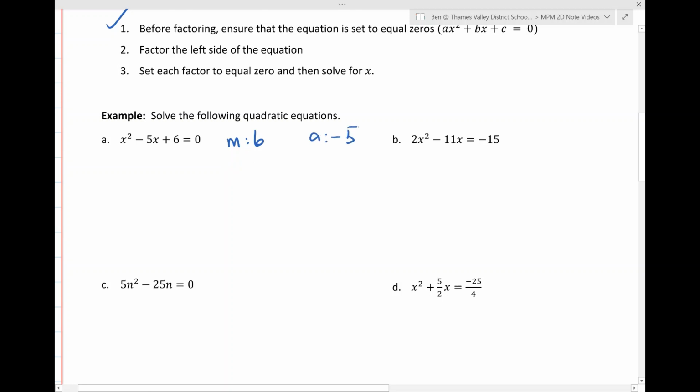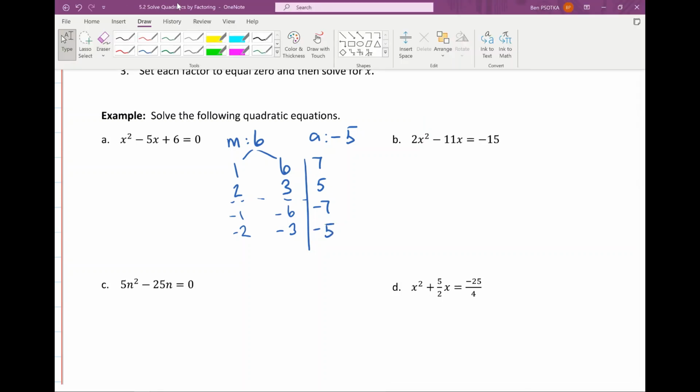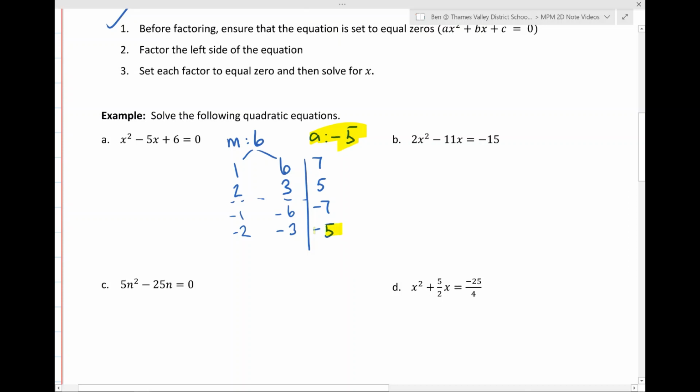If we're multiplying to 6, we can list off the factors of 6. That's 1 and 6, that's 2 and 3, and then the negative factors as well: -1, -6, -2, -3. Let's add these up. 1 plus 6 equals 7. 2 plus 3 equals 5. -1 plus -6 equals -7. -2 plus -3 equals -5. That's the one we're looking for. They add up to -5.